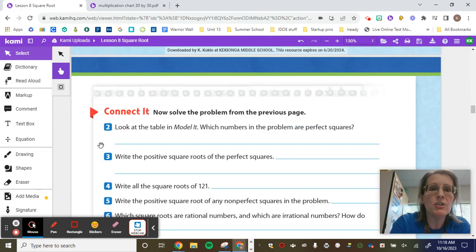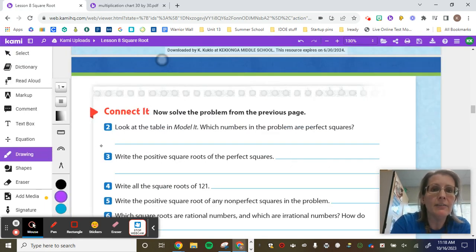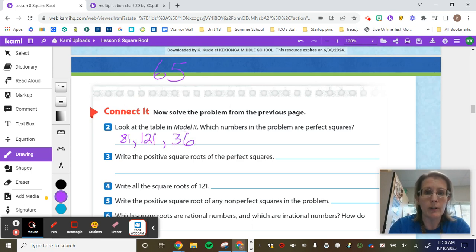So now on page 65, we can start answering our questions. So it says, look at the table and model it. Which numbers in the problem were perfect squares? Well, we just figured that out. 81 was a perfect square. 121 was a perfect square. And 36 was a perfect square.